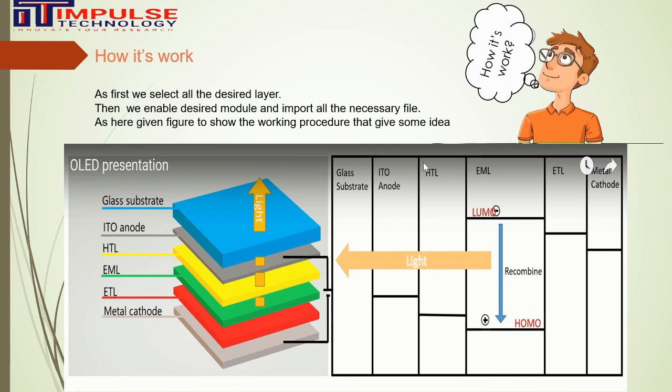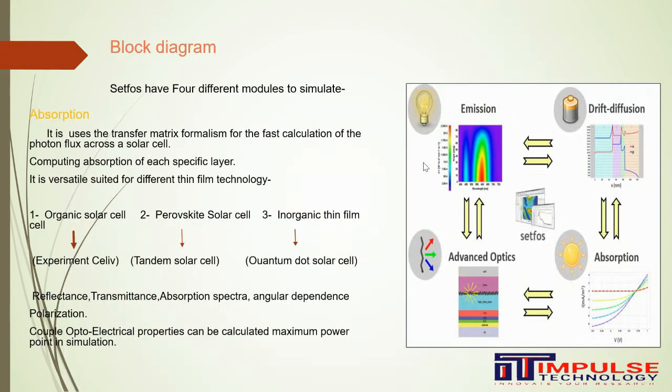It is a block diagram. Setfos has four different modules to simulate. First is the absorption module, which means capture of the substance and then transformation of the energy. Second is the distribution module. Third is the emission module. Fourth is the advanced optics module.